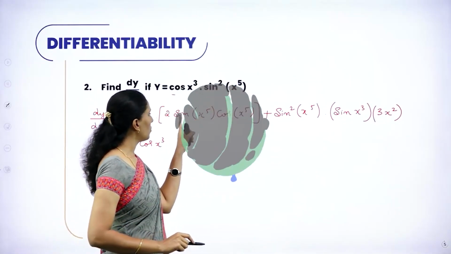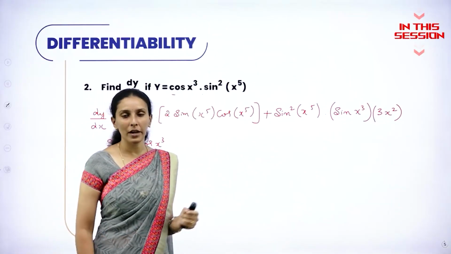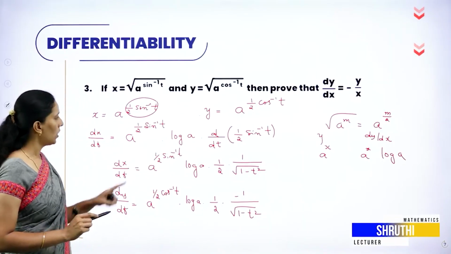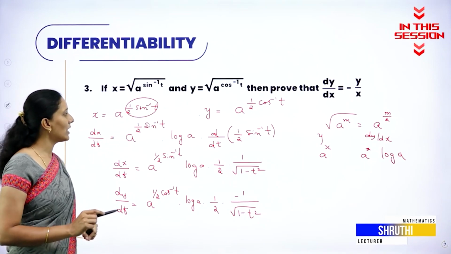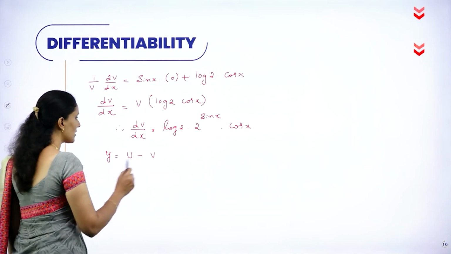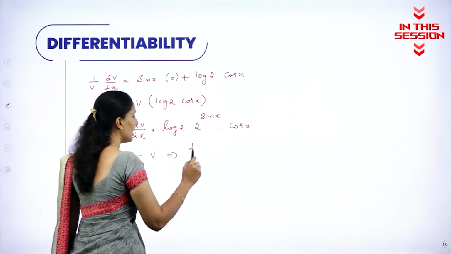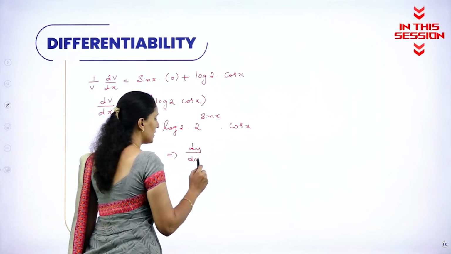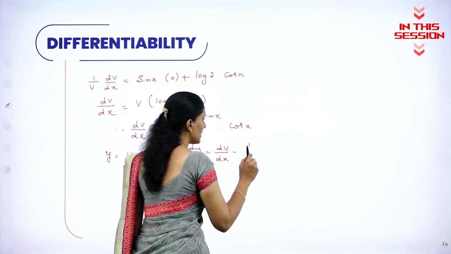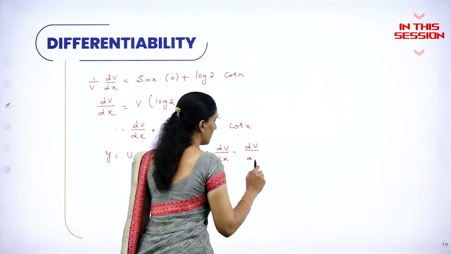This is in the form of 2 sin theta cos theta, which can be written as sin 2 theta. A to the power 1 by 2 cos inverse t, we have taken it as y here. What is a to the power 1 by 2 sin inverse t? It is x. So when you differentiate this with respect to x, this implies dy by dx is equal to du by dx minus dv by dx here.